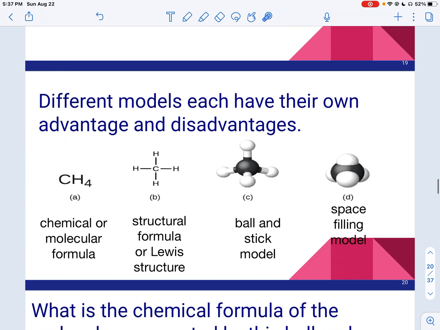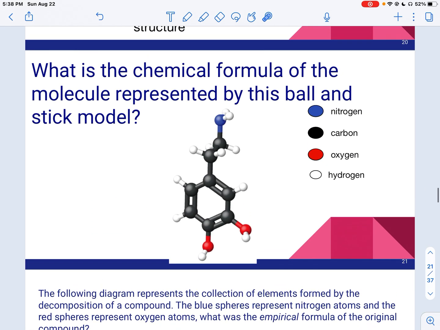So you're going to see a bunch of different types of models. This is just an example of methane, CH4, and all those types of models. So you have a chemical formula, Lewis structure, ball and stick, space filling. They're all useful in their own different ways. So this is a ball and stick, and it's asking us to figure out what the molecule is.